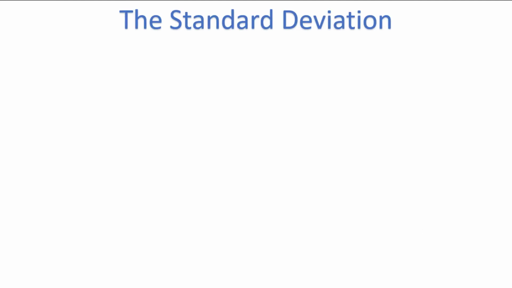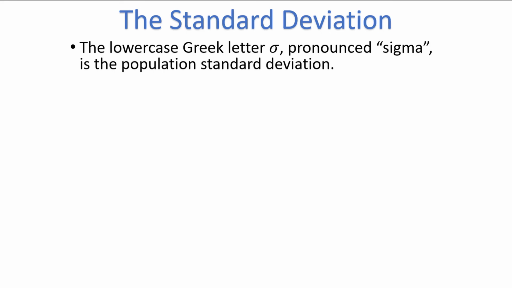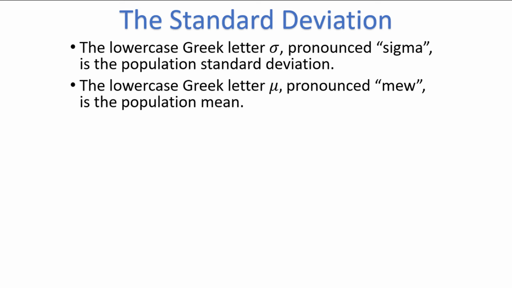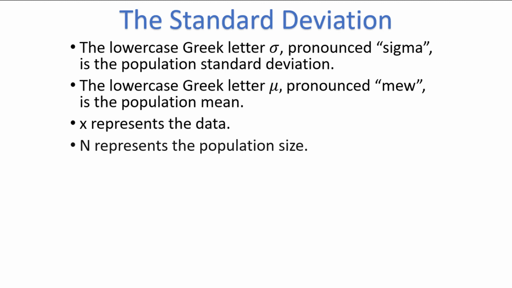It even has the word standard in its name, because it really is the gold standard of measuring spread or dispersion. Before we look at the formula for the standard deviation, we need to define a few key terms. We use the lowercase Greek letter sigma to represent the population standard deviation. The lowercase Greek letter mu represents the population mean. X represents the data we are working with, and uppercase N represents the size of the population.